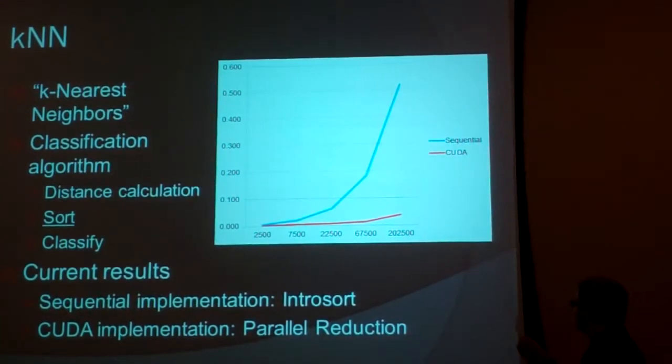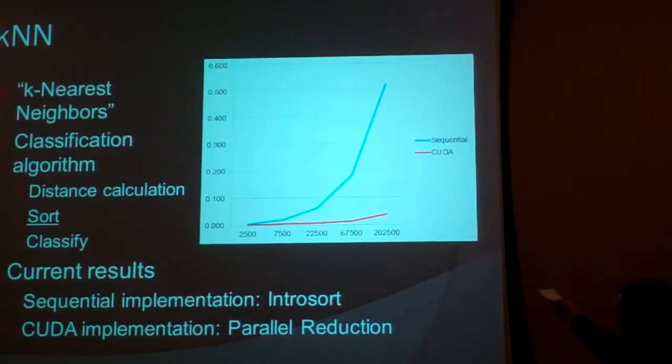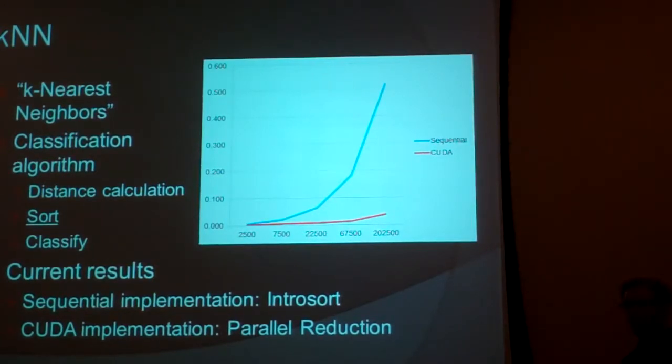Our preliminary results are on the screen here. We have the number of elements of that training set, which gets fairly large, and we'll plan on pushing that out even further, versus time in seconds. And as you can see, our parallel implementation is significantly faster and is highly scalable.